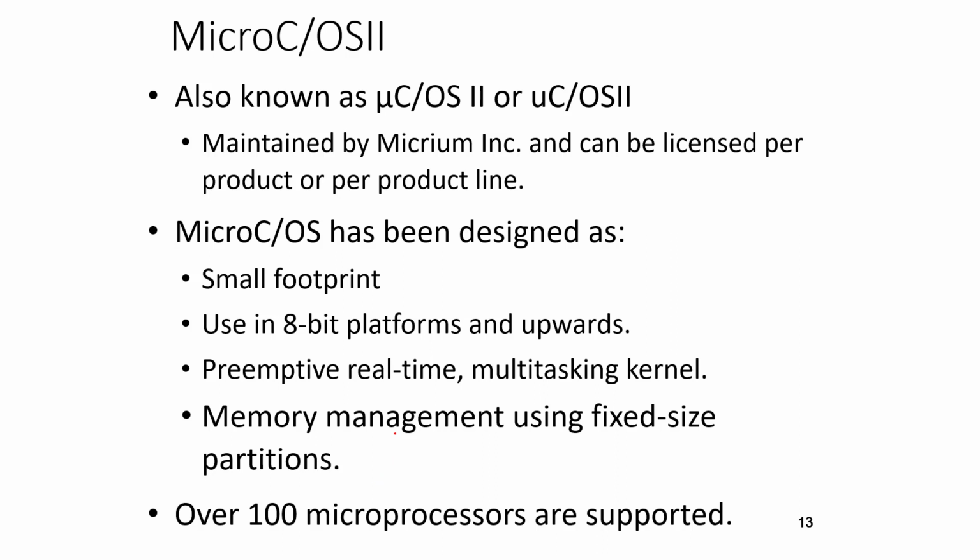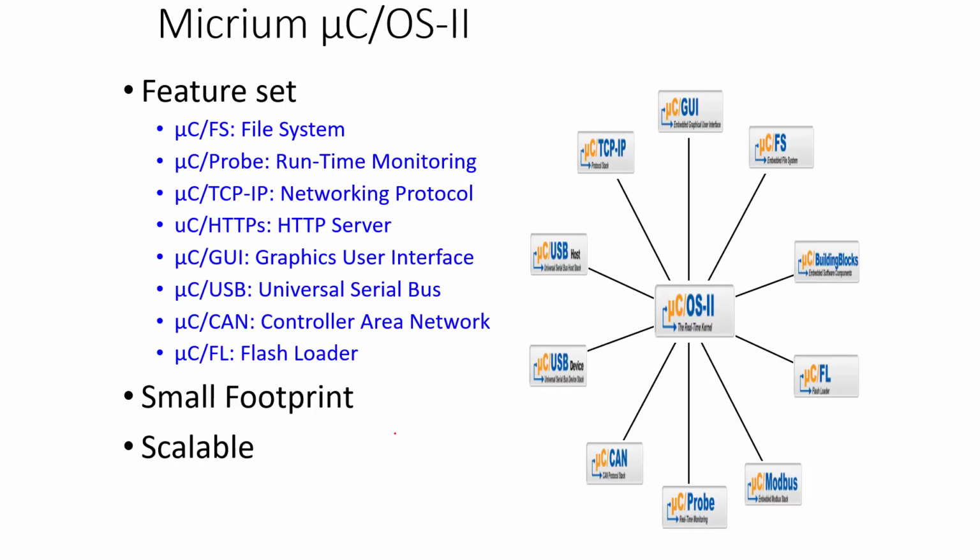So this is a reasonably popular operating system, in the sense that over 100 microprocessors are supported as of today. So this muCOS 2 has a very rich feature set. It is amazing that with such few lines of code, how much functionality is packed into it. It has a bare bones file system, runtime monitoring, and a networking protocol. It's quite amazing how much technology is packed in.